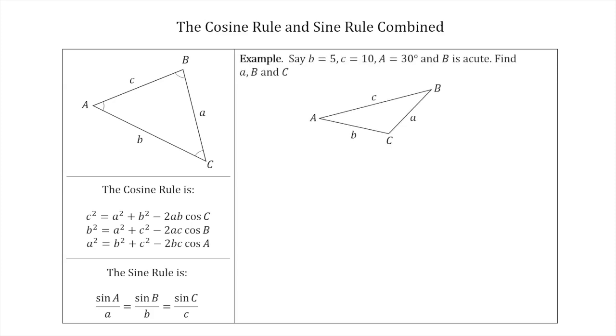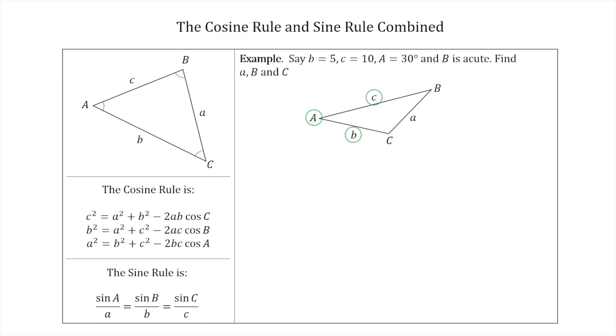The problem is, say in this triangle here that b equals 5, c equals 10, and A equals 30 degrees, and that B is an acute angle, so the angle B is less than 90 degrees. That's what acute means. Then we have to find the three unknown quantities a, B, and C. So let's start by making clear the three that we have. These three, I'm going to leave them circled so we can see what we're trying to find. We're trying to find the angles C and B and the side a.